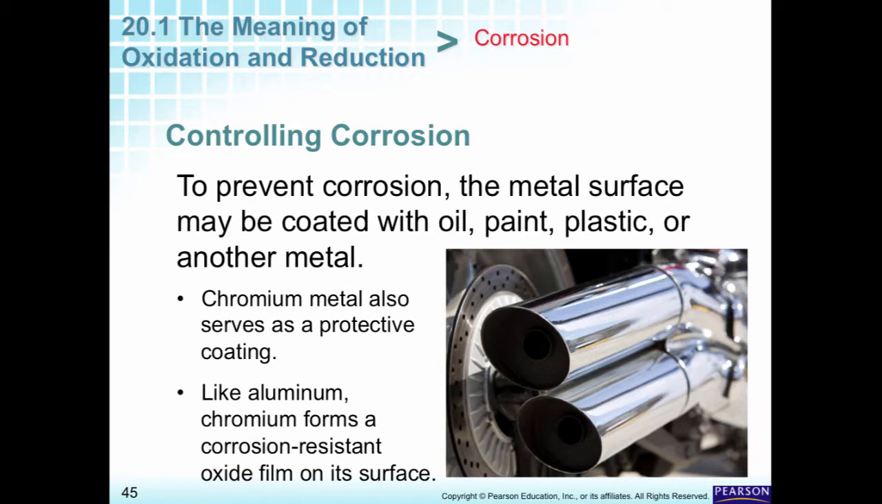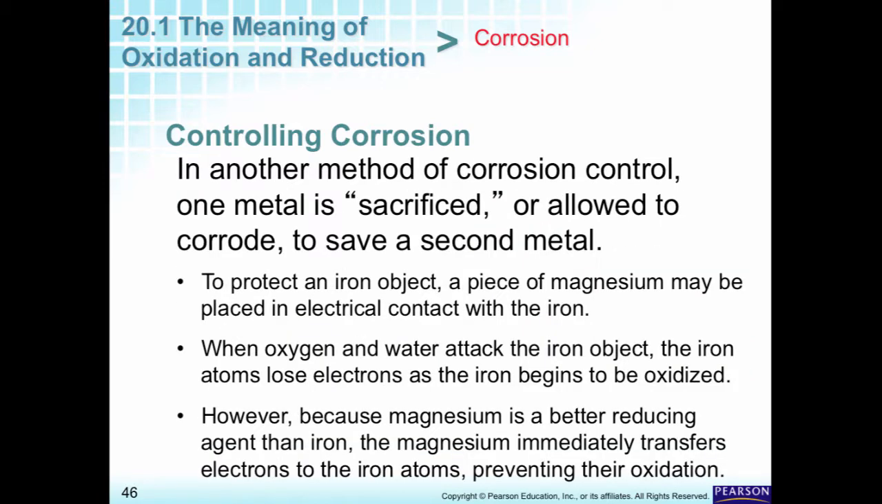The other thing that might be on your car is chrome. Chromium is also a metal that makes a protective coating, and so it forms a patina also. Another way of keeping something from corroding is to use a metal that's more easily oxidized. You might coat it with that metal, or put a little piece of the metal on it, so that instead of iron corroding, the magnesium will corrode. So we sacrifice that metal.